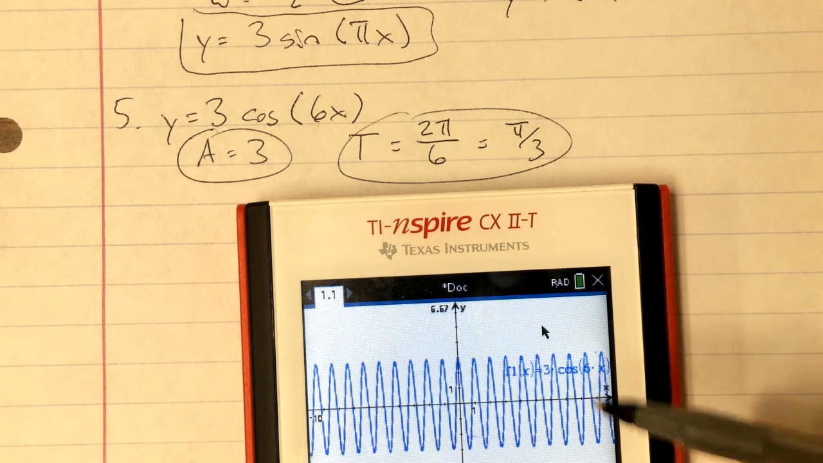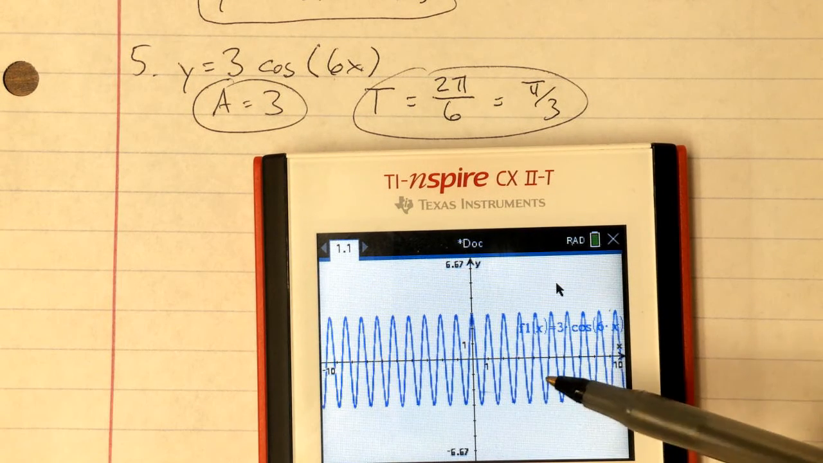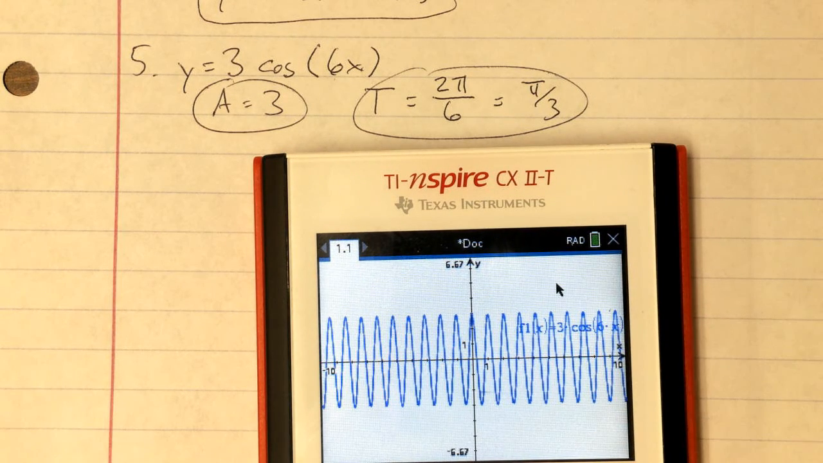And so remember from other lessons we talked about this could be sort of like a heartbeat, or it could be other types of functions, maybe related to sound waves. Okay, the next video starts with number 6. I'm going to stop this video now.